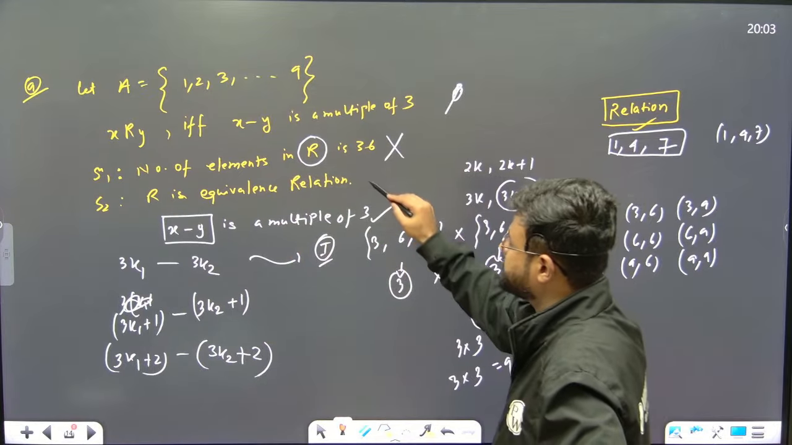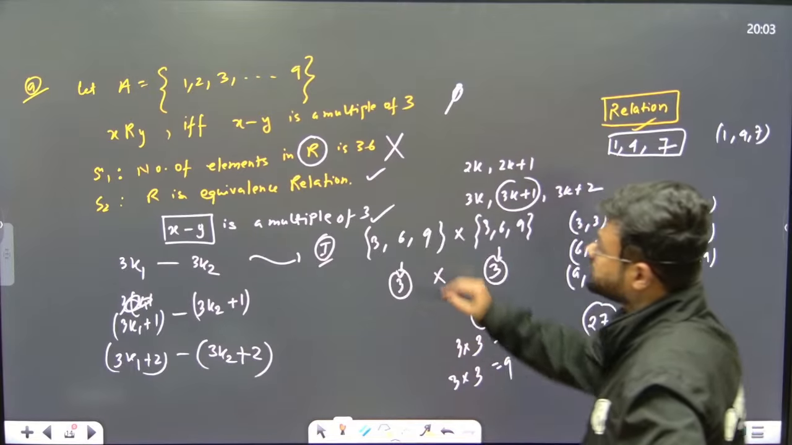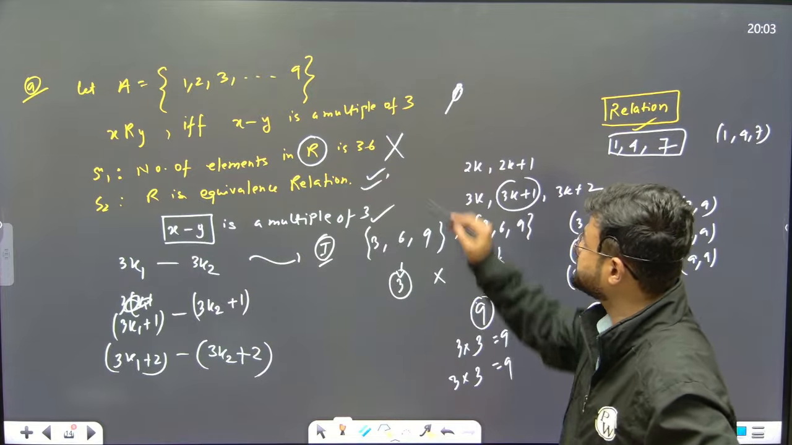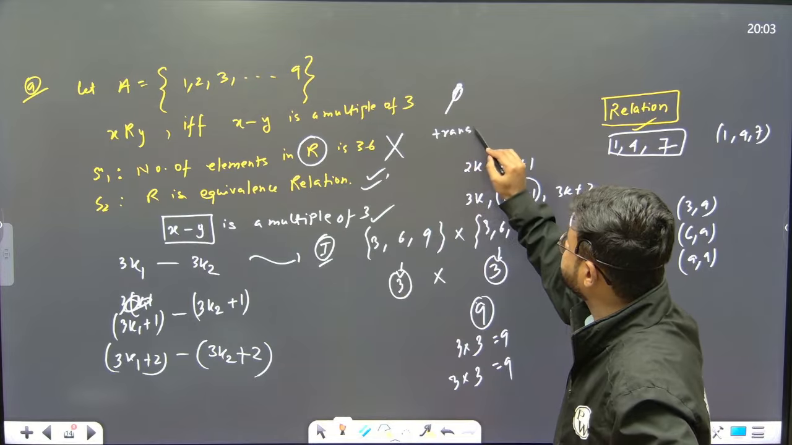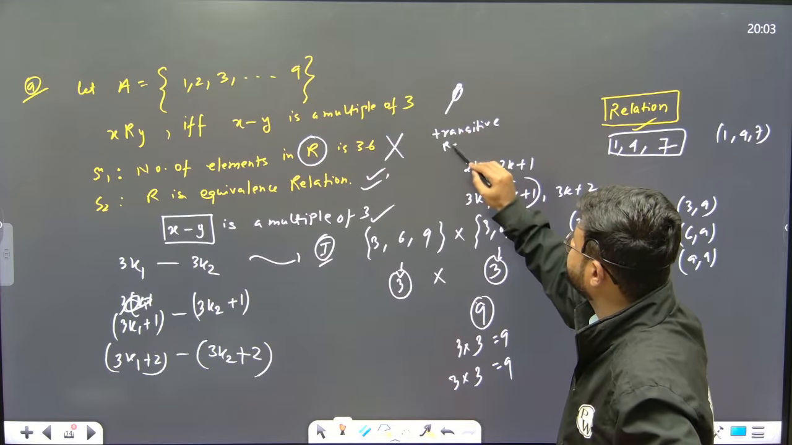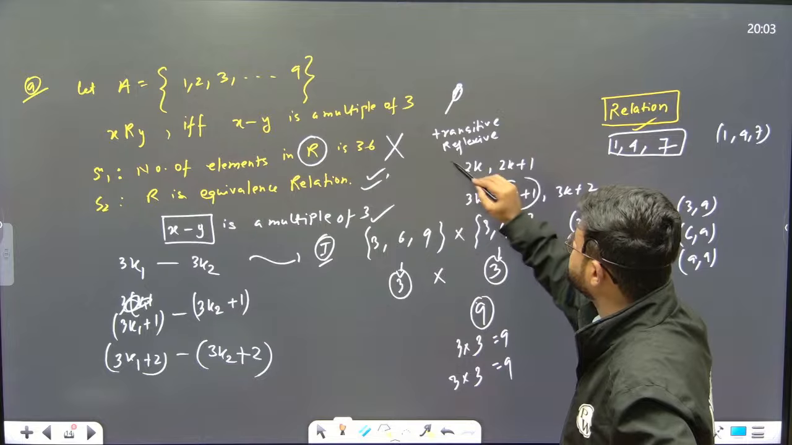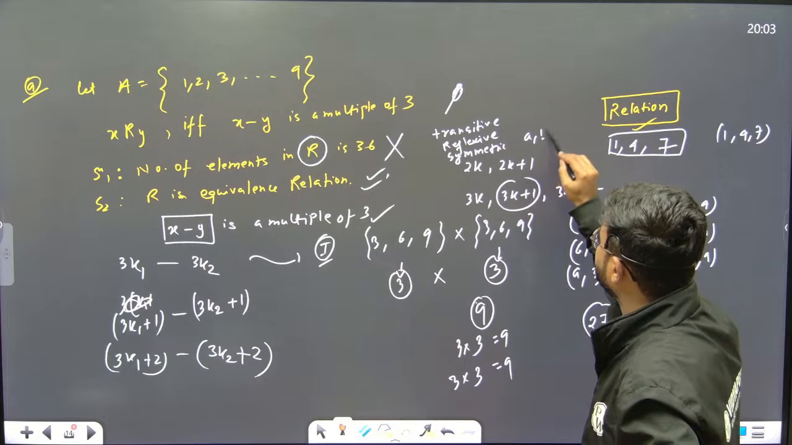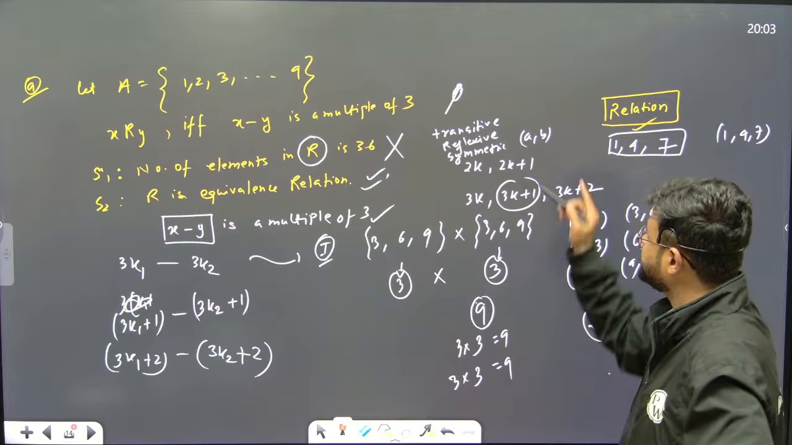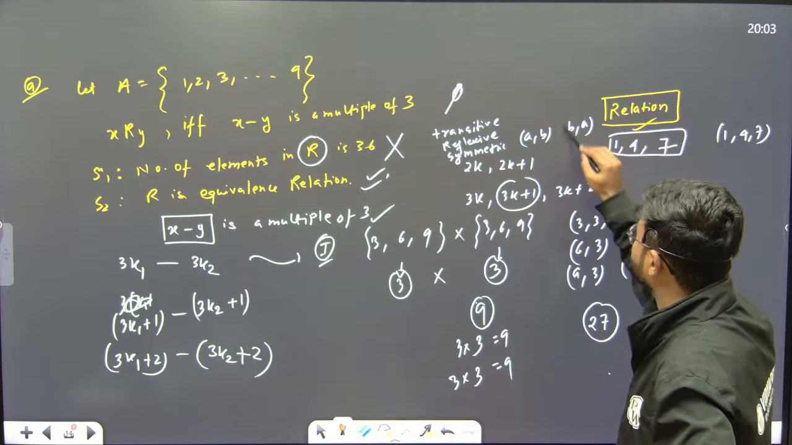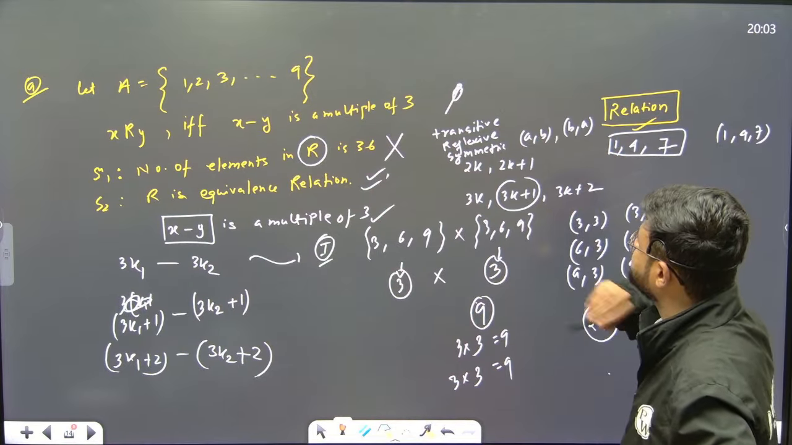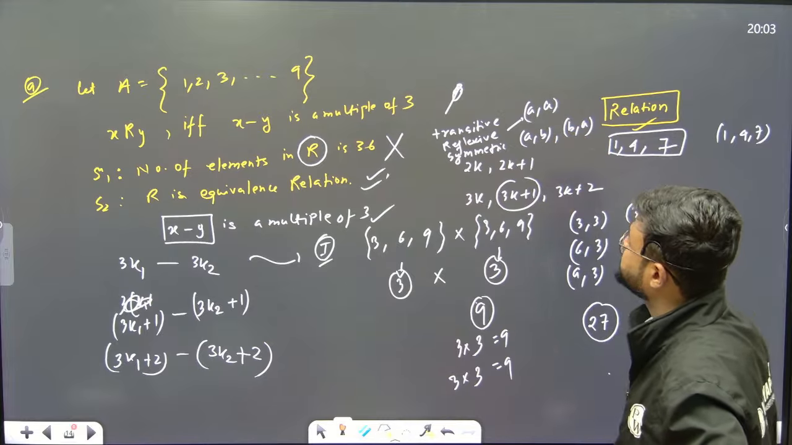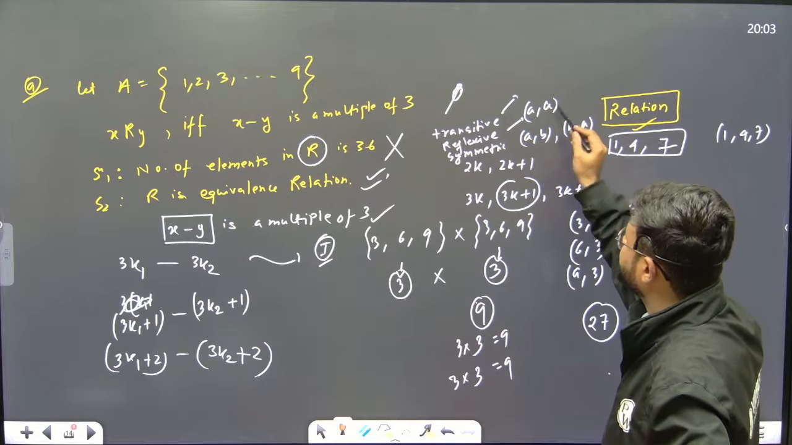Now they are mentioning, check whether this is an equivalence relation or not. We know that the relation is going to be equivalence when it is satisfying all the 3 conditions. That is, it should be transitive, it should be reflexive, it should be symmetric. Symmetric, everyone knows: if a comma b is an element in the relation, then b comma a should also be in the relation, then only we can say the relation is symmetric. Reflexive means a comma a should be present in the relation.